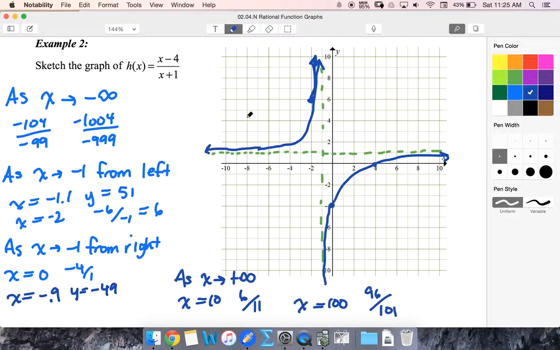And I'm never going to reach positive 1 because to reach positive 1, those two things would have to be equal. But x minus 4 never equals x plus 1.